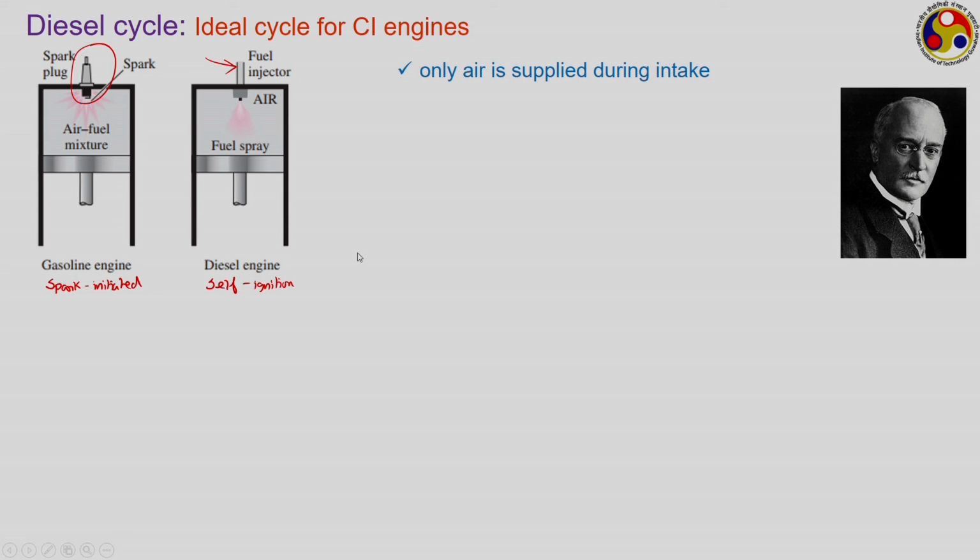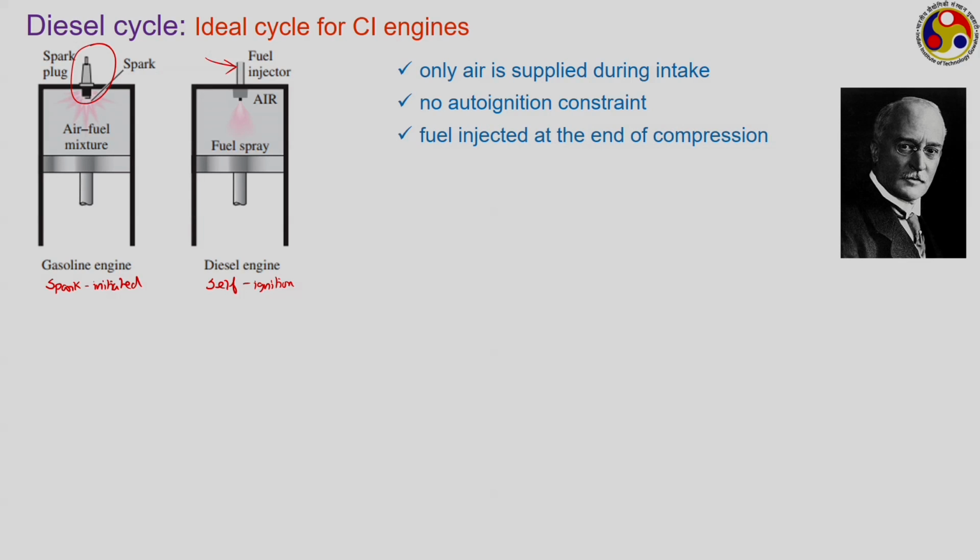So, it is only air which is supplied during the intake process, and air is compressed because there is no fuel inside. So, we do not have to be bothered about the auto ignition temperature limit, we can compress air to very high pressure levels, and therefore, we can go to much higher compression ratios in case of CI engines. Fuel is injected at the end of compression process. As the fuel comes in, invariably the temperature is well above its auto ignition temperature, and therefore, the fuel auto ignites.